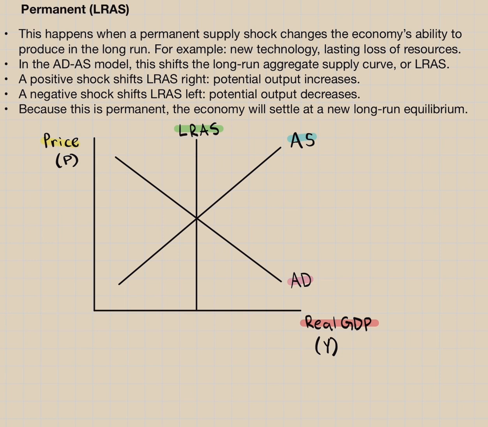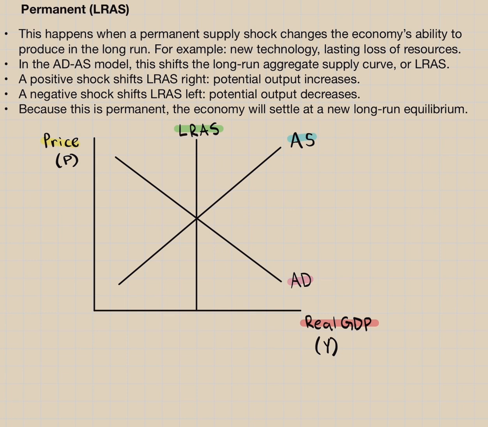Below, I have an LRAS graph. LRAS, or long-run aggregate supply, is the vertical line highlighted in green. Aggregate supply is the line with a positive slope highlighted in blue. Aggregate demand is the line with a negative slope highlighted in pink.